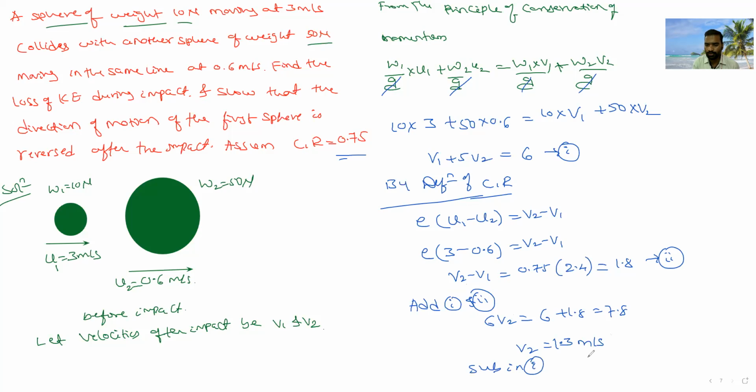How much will you get? So V1 is equal to 6 minus 5 times V2. V2 is equal to 1.3. So how much is it? Minus 0.5? Yes. What does this mean? Minus 0.5 meter per second. Why are you getting minus? Because after hitting, this 10 Newton body is coming backward. That's why you are getting minus.